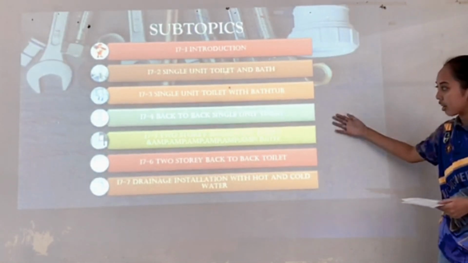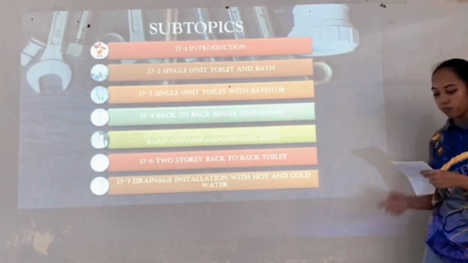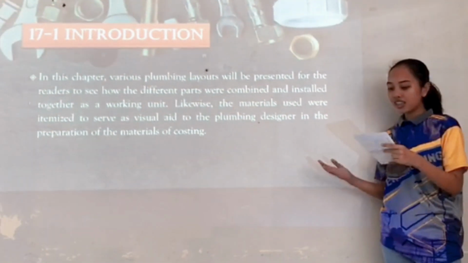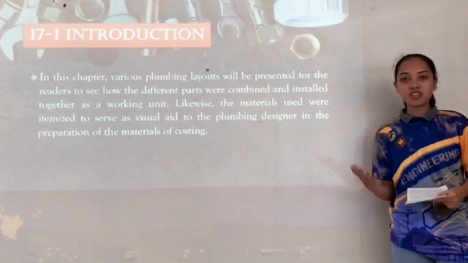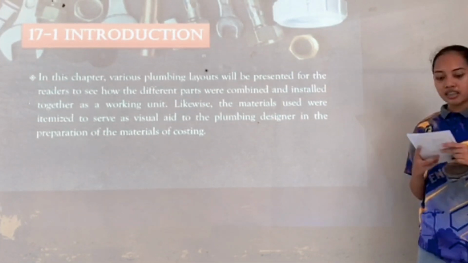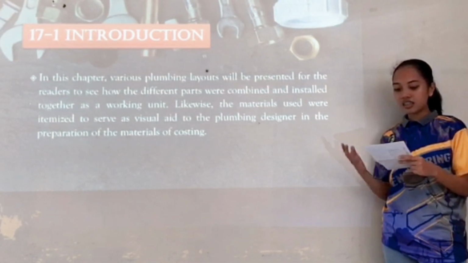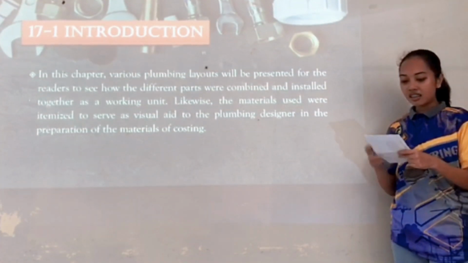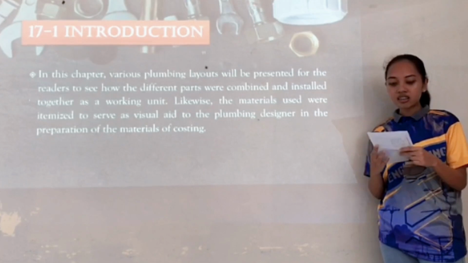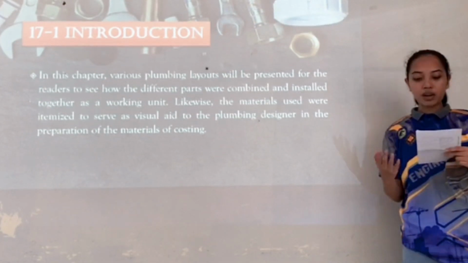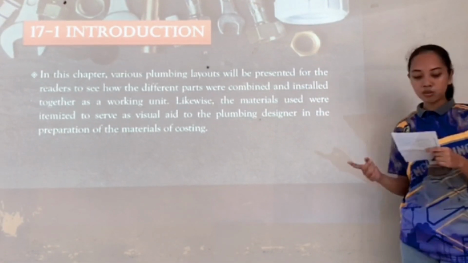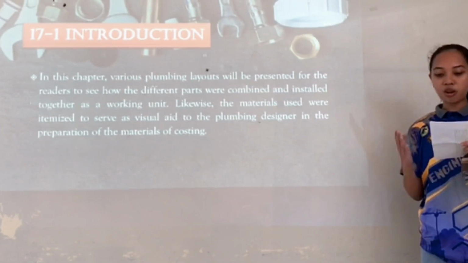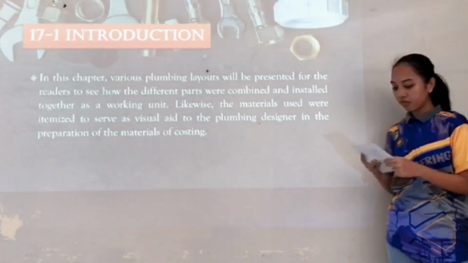Bathtub, back-to-back, single-unit toilet, and more. So let's start with the basic. Plumbing installation is a critical component in both residential and commercial buildings. It ensures the efficient and hygienic use of water, one of our most fundamental daily needs. This process involves the integration of a complex system of pipes, valves, and fixtures to supply water, remove waste, and provide the modern conveniences we often take for granted.